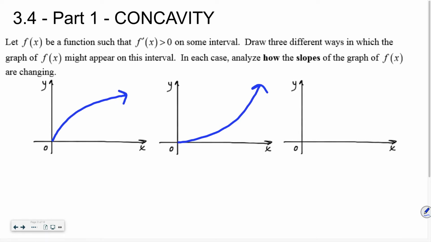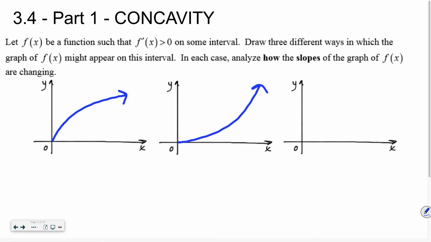Okay, there's a lot of different graphs out there, but I'm going to point these 2 out specifically. The slopes are positive, yes? Because we're increasing. But let's talk about the difference between these 2. What's happening with our slopes here? The slopes are positive but getting smaller. Here the slopes are positive but getting bigger.